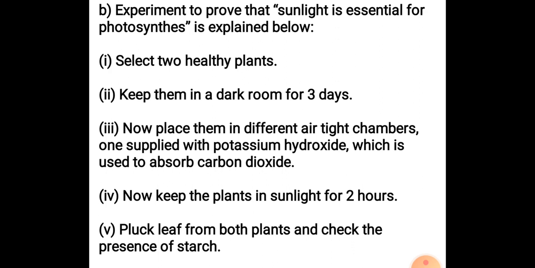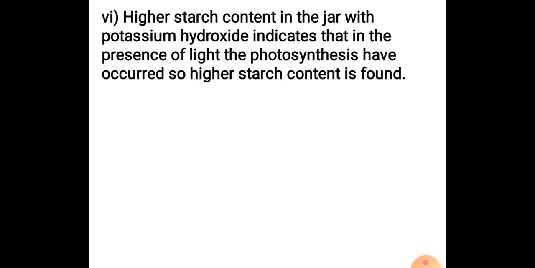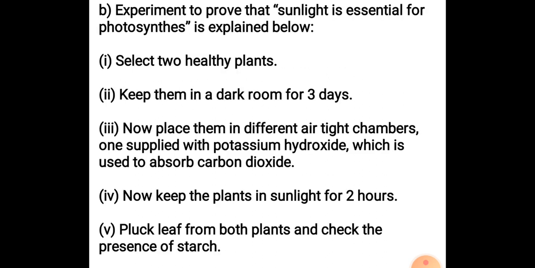Now, the experiment is, you have to select two healthy plants, then keep them in a dark room for 3 days. Next step, place them in different airtight chambers. In one you will supply potassium hydroxide, which is used to absorb the carbon dioxide, as we all know. Now keep the plants in sunlight for 2 hours. Now pluck a leaf from both the plants and check for the presence of starch. Higher starch content in the jar with potassium hydroxide indicates that in the presence of light, photosynthesis has occurred. So, in this way, you can conduct an experiment to show that sunlight is essential for photosynthesis.